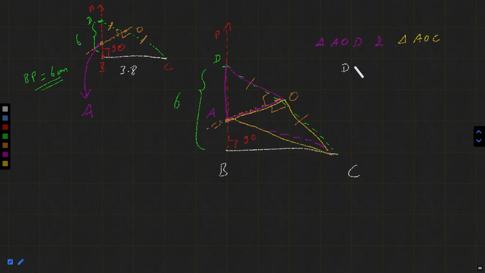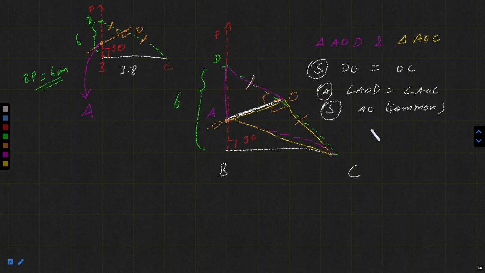we see some observations. DO is equal to OC because of the construction we already did, and the angle AOD is equal to the angle AOC because it is 90 degrees, and this AO line segment is common to both triangles. AO is the common side, and by the side angle side rule we can say that both triangles AOD and AOC are congruent. So by CPCT, corresponding parts of congruent triangles are congruent.